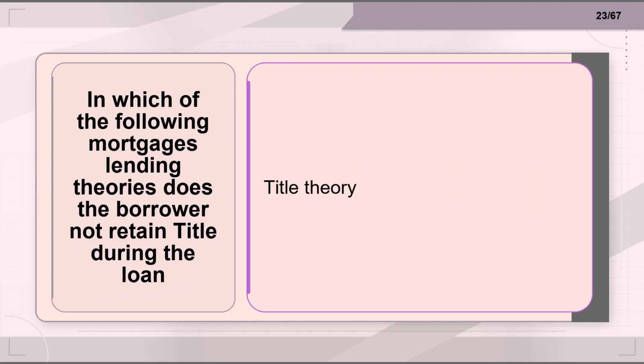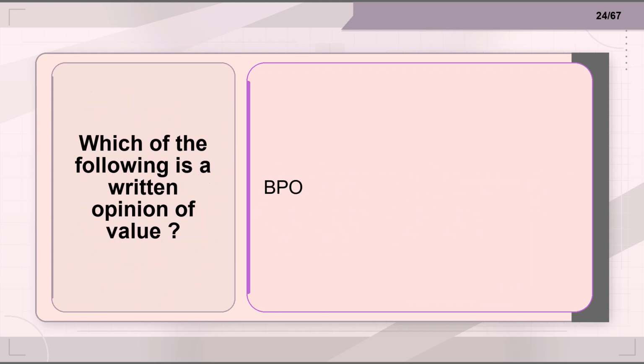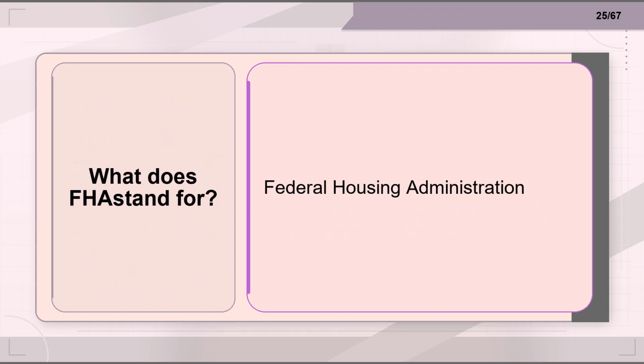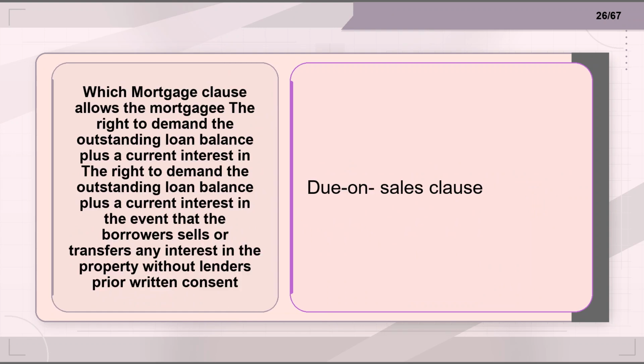Flashcard 23. Term. In which of the following mortgages lending theories does the borrower not retain title during the loan? Definition. Title theory. Flashcard 24. Term. Which of the following is a written opinion of value? Definition. BPO. Flashcard 25. Term. What does FHA stand for? Definition. Federal Housing Administration.